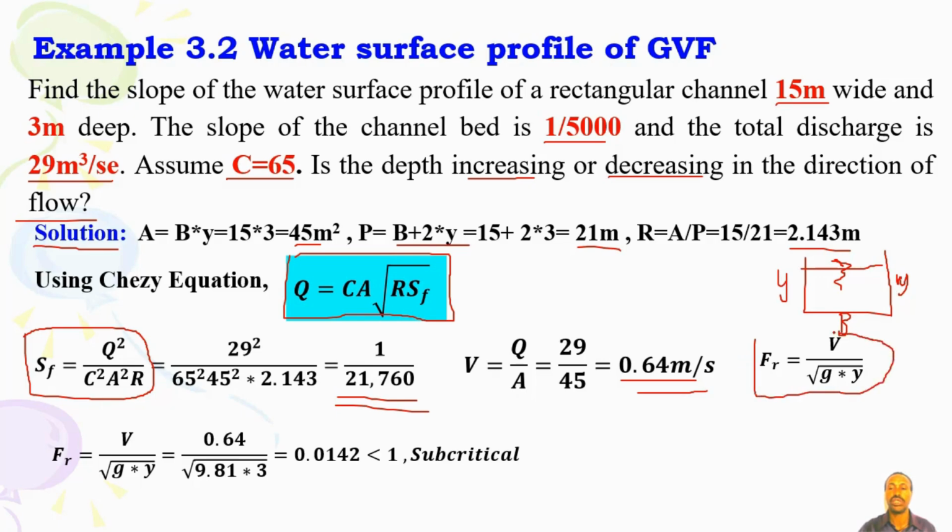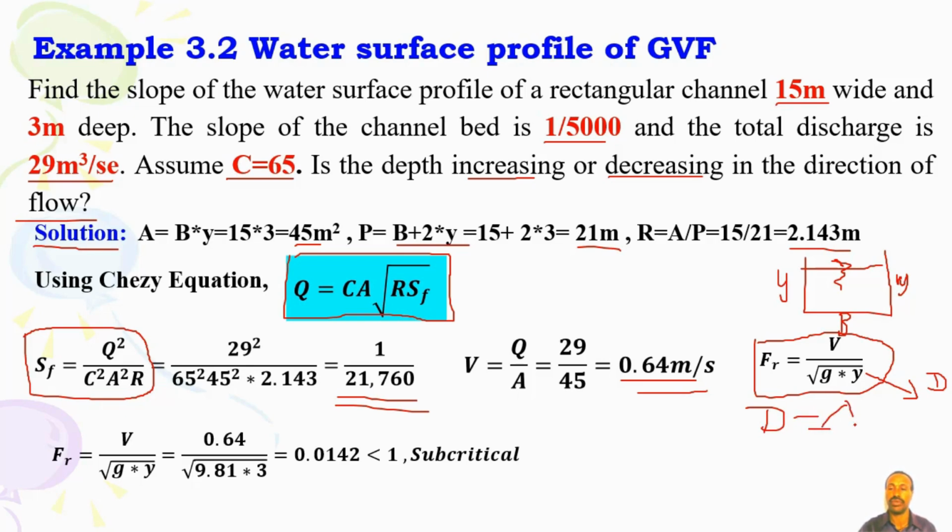V over square root of g y. This is for a rectangular channel. Otherwise, for other channels, you will not use y, you have to use D. So D is the hydraulic depth. D is given by area over top width.